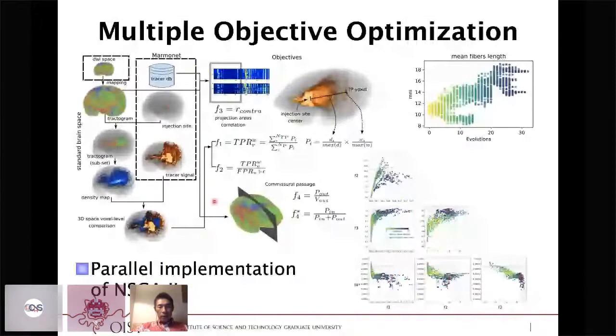Carlos, who did this work, first tested a single objective, like a true positive rate. But he proposed a combination of four objectives: a distance-weighted true positive rate, the ratio between true positive and false positive rate, the region-wise connection coincidence, and also the passage of long-range fibers into the commissural area. By applying this multi-objective optimization algorithm, we could see these objectives improve over generations, and also the average fiber length became longer by optimization.